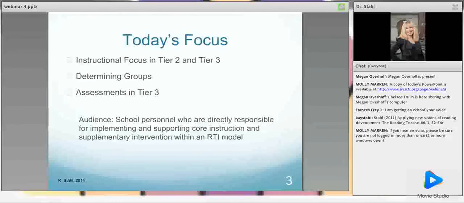As I have stated in the past 3 webinars, my expertise is primarily in the elementary ages. So this will be focusing on RTI and tiered interventions in the elementary school, and the intended audience is for school personnel who are directly responsible for implementing instruction and supporting core instruction and supplementary intervention within an RTI model. And certainly I think that even classroom teachers and elementary school principals will find the information that we're presenting today to be very useful.